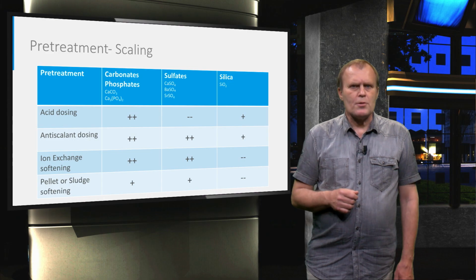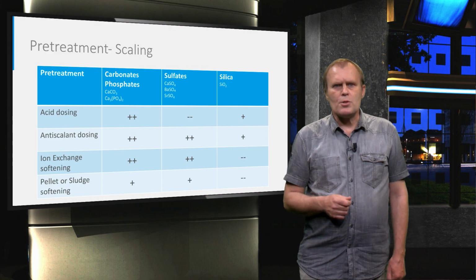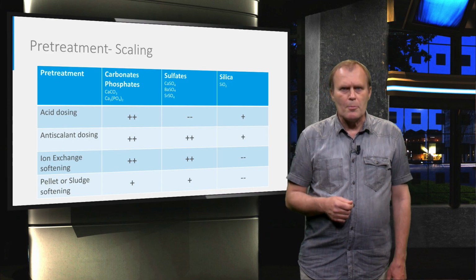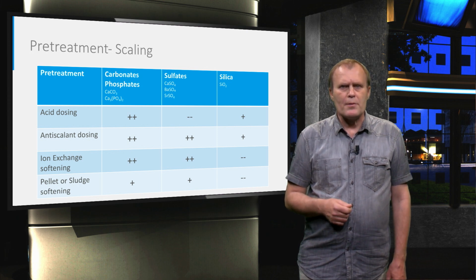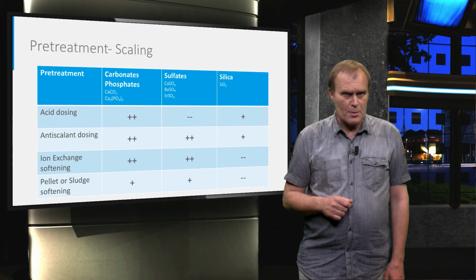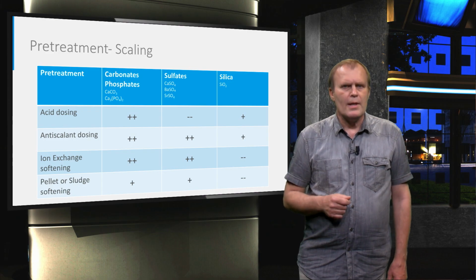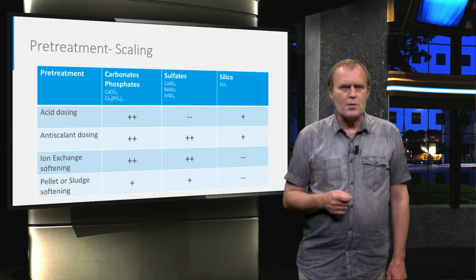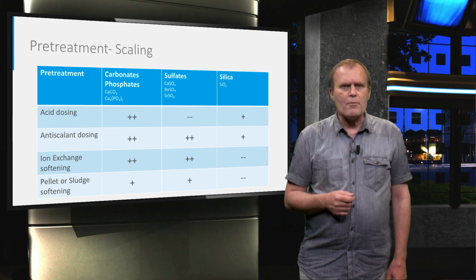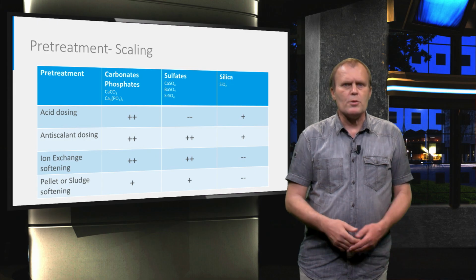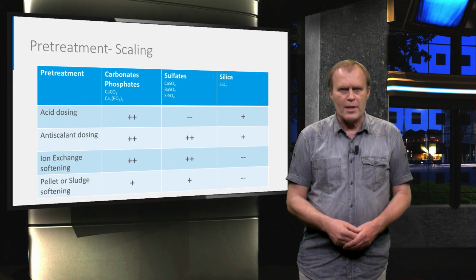Scaling can be prevented through pretreatment. Acid dosing is only efficient for calcium carbonate and calcium phosphate scaling, but is not able to prevent sulfates or silica precipitates. Anti-scalant can be used against carbonates, phosphates and sulfate precipitates. However, silica scaling is only slightly prevented by anti-scalant dosing.